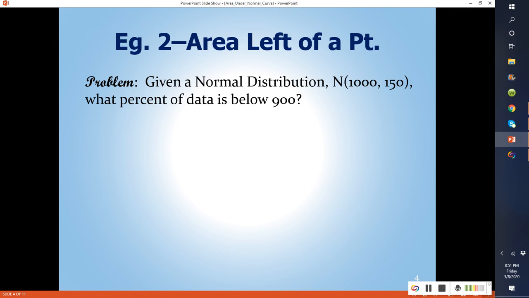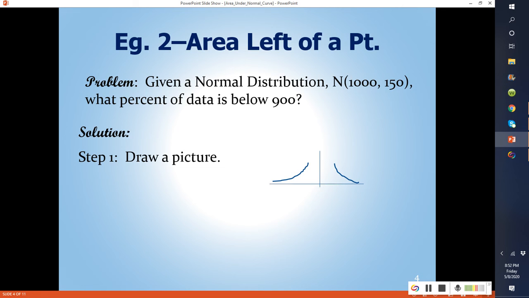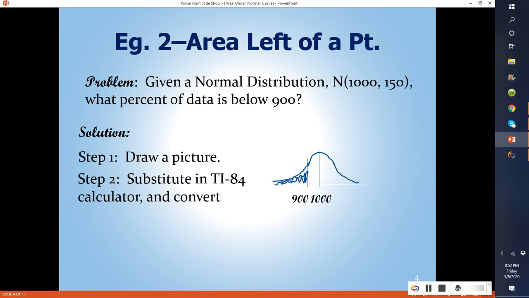The next example, example 2, the area left of a point. So problem, given a normal distribution, here the mean is 1000 and the standard deviation is 150. What percentage of data is below 900? So you see the area is to the left. So we draw a picture and we're going to show that area to the left. Here is my x-axis. So my area to the left, I'm going to mark like this and shade it. I need to enter in the top of my curve, so I do that.